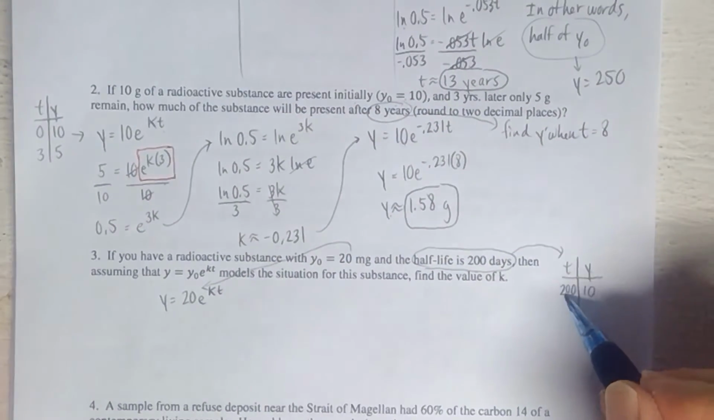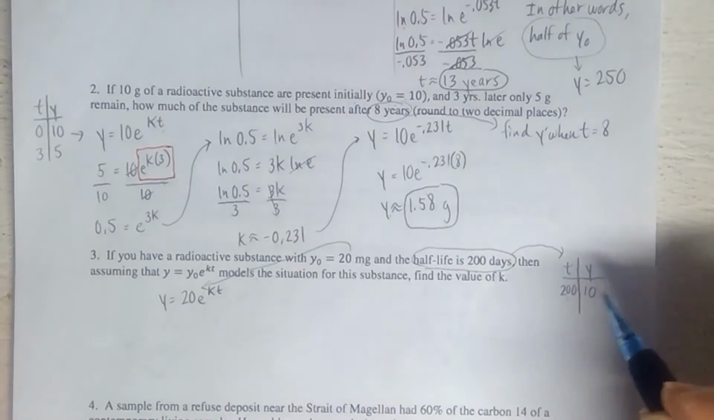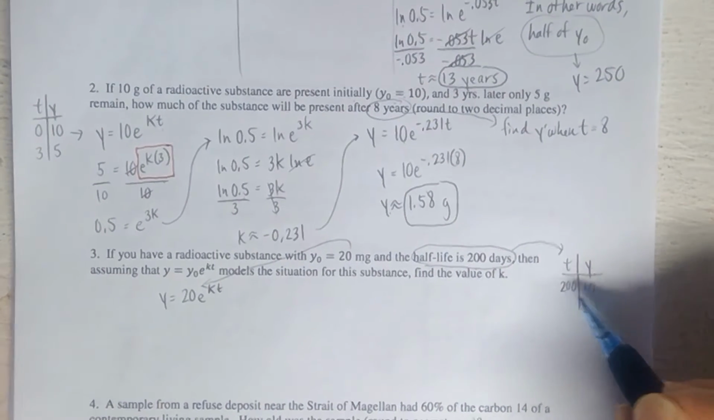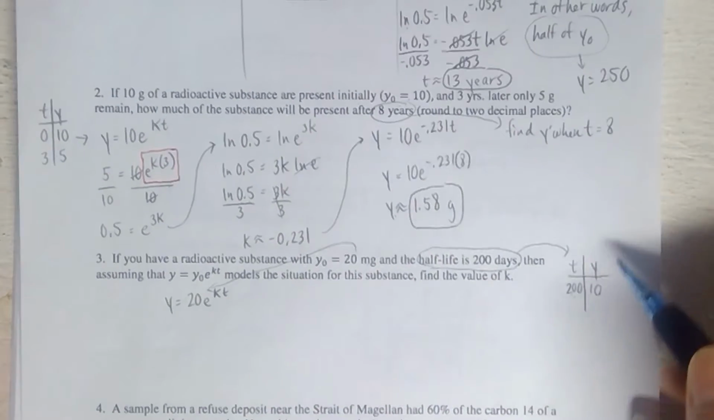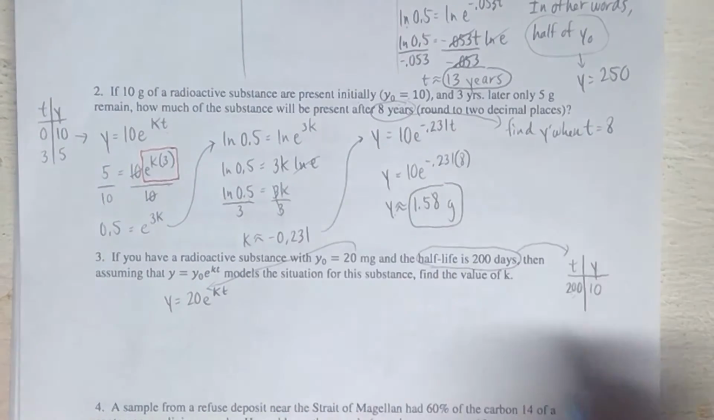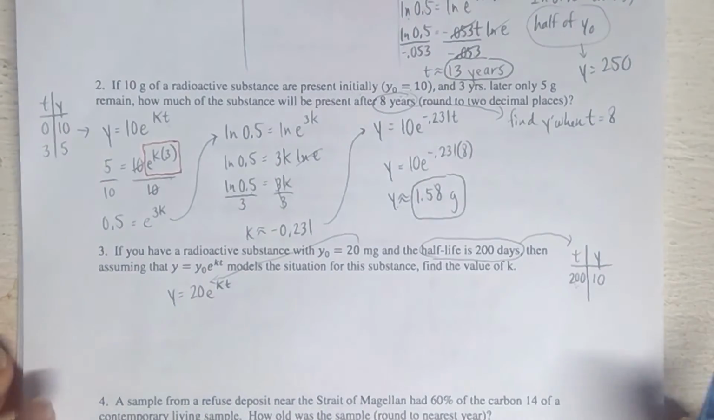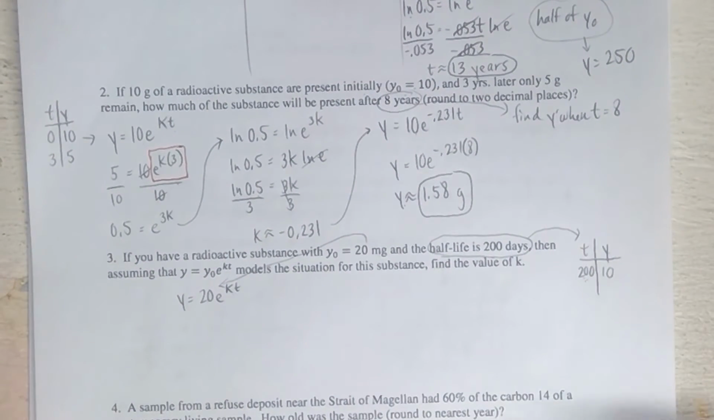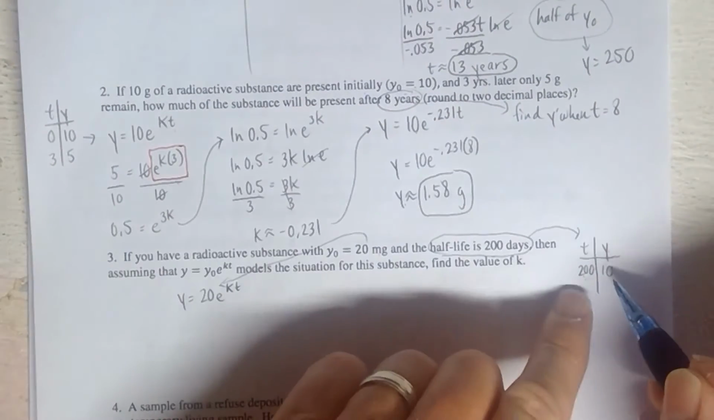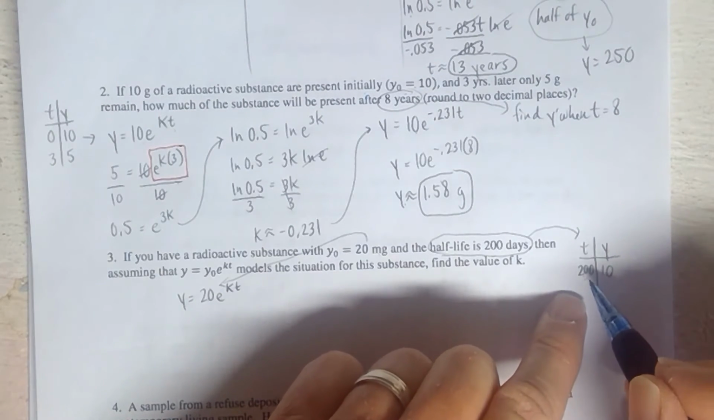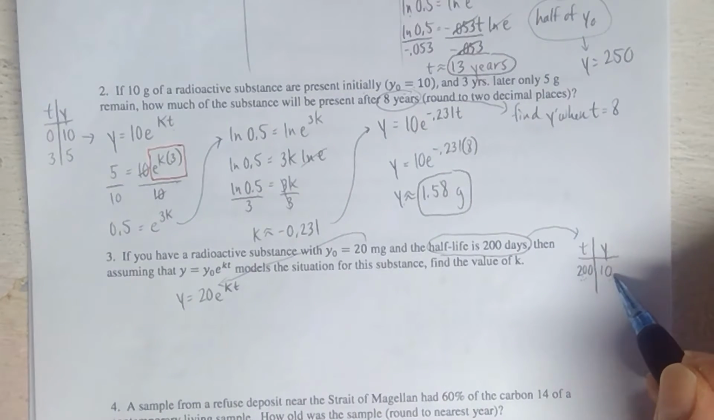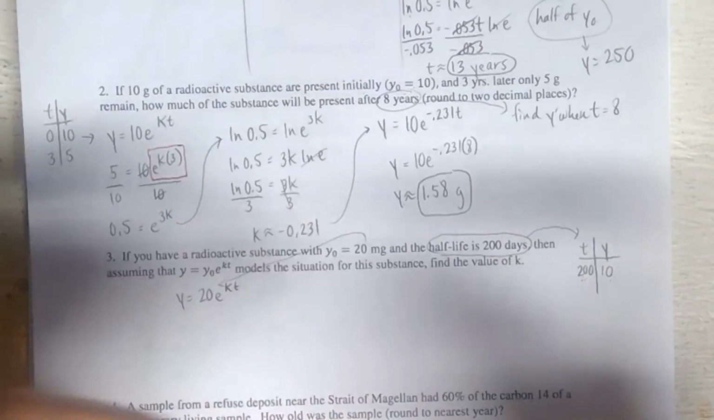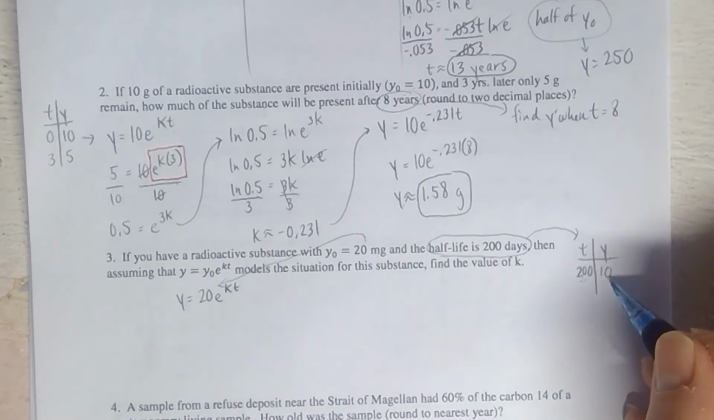So that means that 200 pairs up with 10 because it takes 200 days for the Y to get to half of its original size, which is 10 because it's half of 20. Anyway, just like in the last problem, now that I have a pair that go together, the 200 occurs at the same time that 10 occurs, 200 days for 10 milligrams, then since those two numbers go together, it's like an ordered pair on a graph.